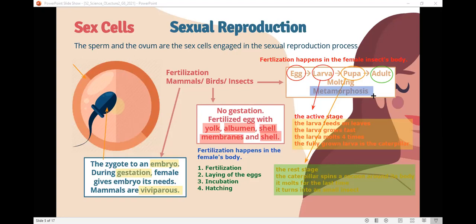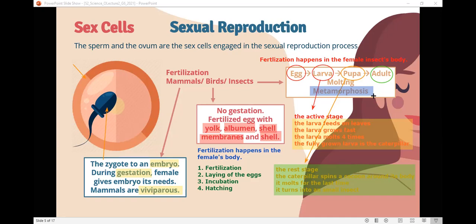Metamorphosis is the change that insects go through. Because as you know, the larva doesn't look like the grown or the adult insect. The larva doesn't look like a butterfly. It's a lot different. So this is what we call metamorphosis. Molting is the shedding of the skin. The insect changes its skin many times during its life cycle.